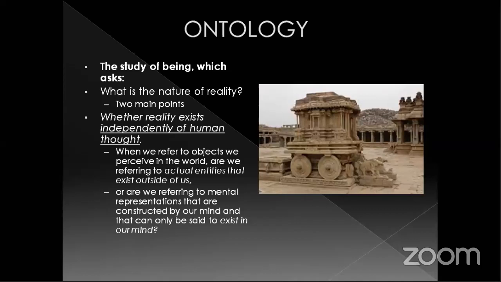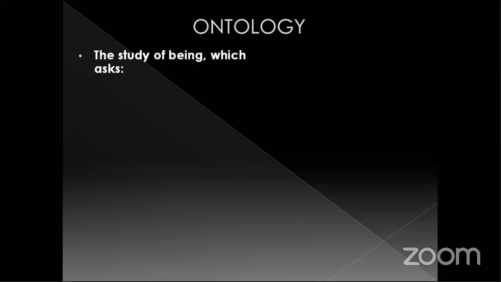When we say that the Taj Mahal exists, say for example, Vijayanagara exists, whether it exists independently of our mind, when we actually refer that it exists, whether we are referring to actual entities that exist outside us. We're not in front of or in the midst of Vijayanagara. But whether we are referring to the actual Vijayanagara that exists outside us, or whether we are referring to mental representations of Vijayanagara that are constructed by our mind through photos or maybe field sites, and that can only be said to exist in our mind. We have impression and then we are expressing it. That's a big question.